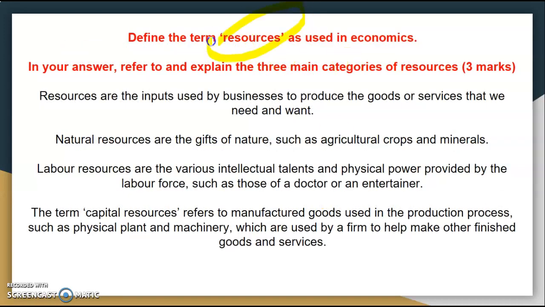Resources, how's that used in economics? Basically, resources are the inputs used by businesses in the production process. So they're the land, labor, and capital that we use to make products. Be mindful they need to be used to make goods and services to be classified as resources. Natural resources are not man-made; provide examples. Labor resources are the talents of individuals and the work that we put in as humans. And capital resources are manufactured products that we use in the production process to produce goods and services.